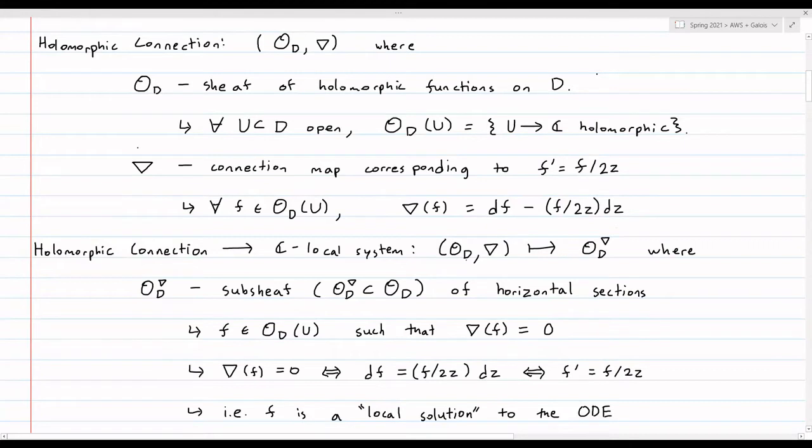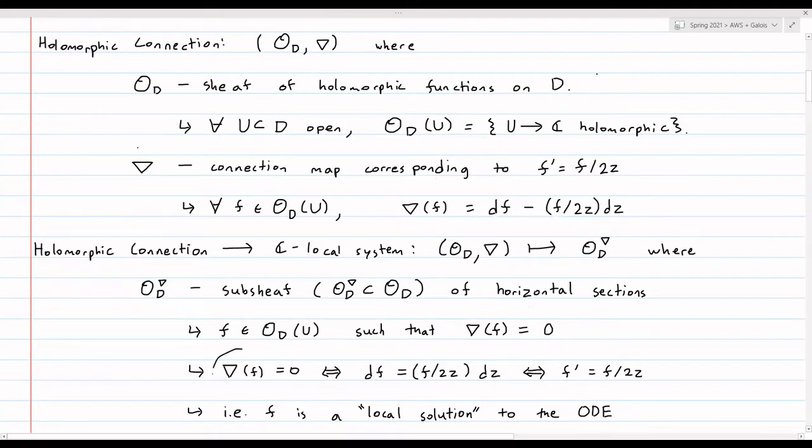And I'm mapping it to the complex local system, O_D triangle or O_D del. And this is a subsheaf of the holomorphic functions on D. And it's a subsheaf consisting of horizontal sections. So a horizontal section is just a local section in my sheaf. So in this example, it's just going to be a holomorphic function defined on an open set, such that the connection map evaluated on this section or this holomorphic function is 0. In this particular example, this is my connection map.